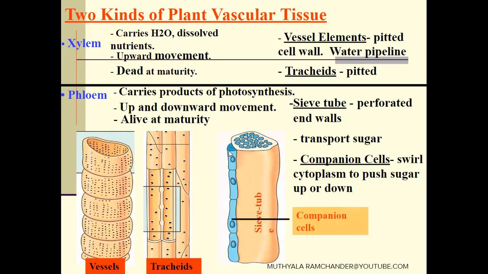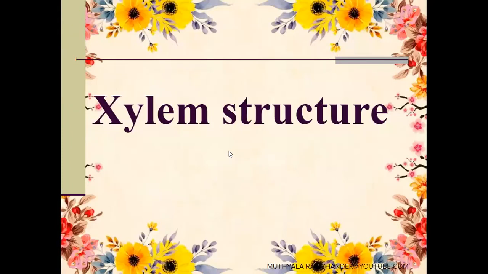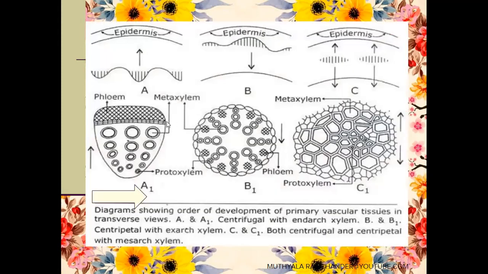Now we discuss the xylem structure. Xylem is present in tracheophyta plants like pteridophyta, gymnosperms, dicotyledons, and angiosperms. Xylem mainly helps in conduction of water and minerals to all parts of the plant body. The xylem cells are mainly of two types: one is primary xylem, the second is secondary xylem.